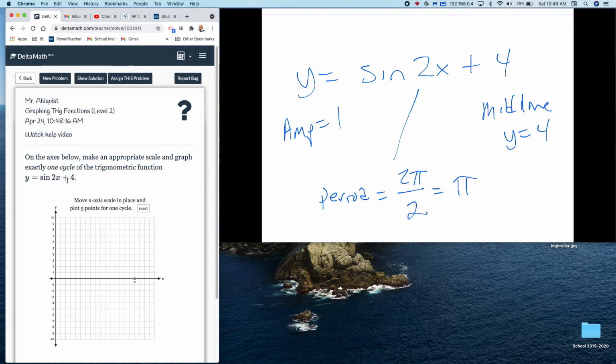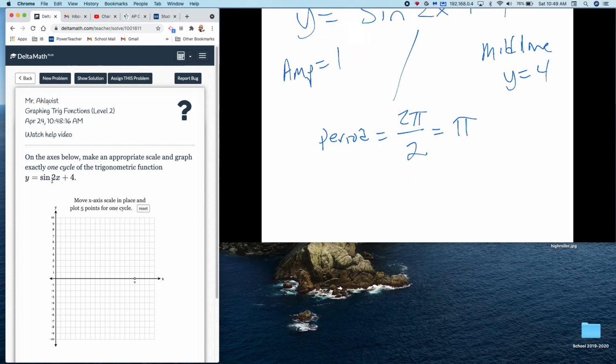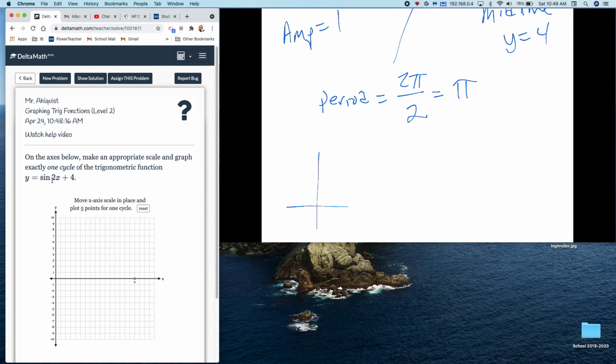Now I know it's a sine curve. So I know that I am going to have a graph that starts up here and goes like this. And this is going to be pi. And this value right here is going to be 4. And I'm going to go up to 5. And I'm going to go down to 3. And I know that this is going to be pi over 2. So I kind of set this up, and that's the way this graph has to look.